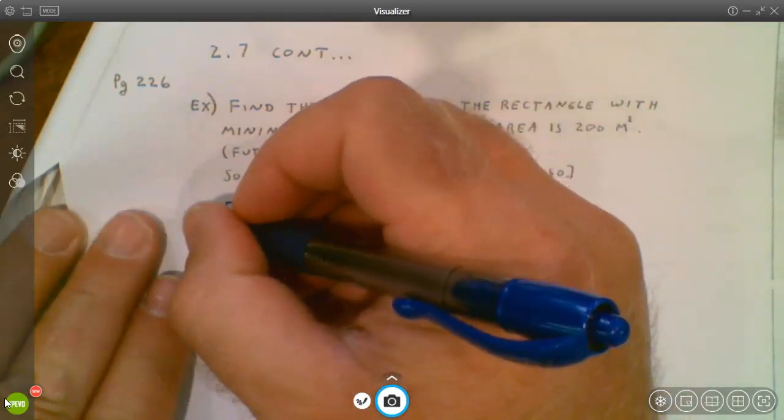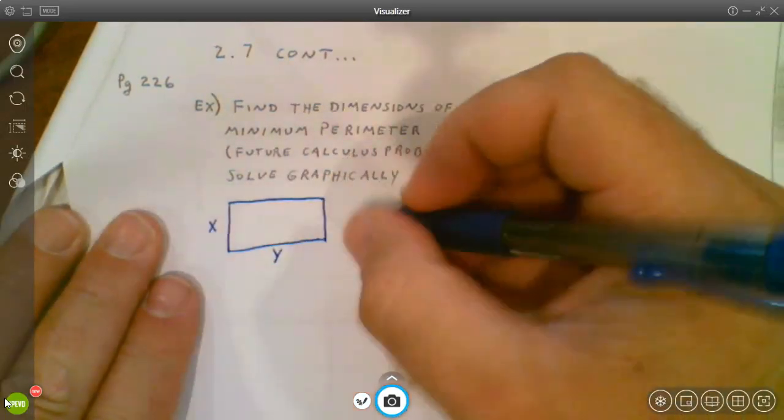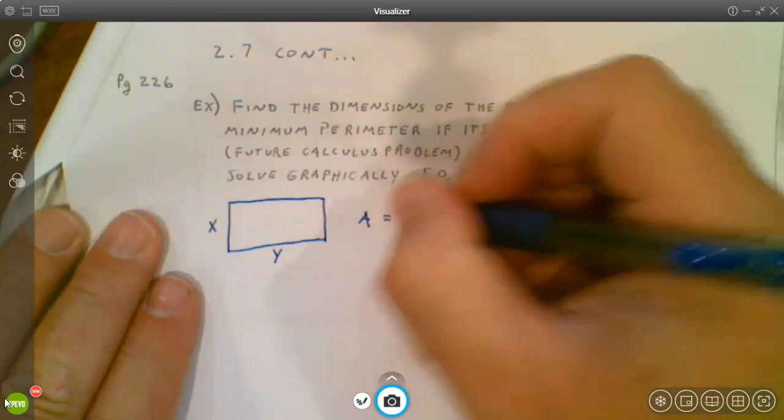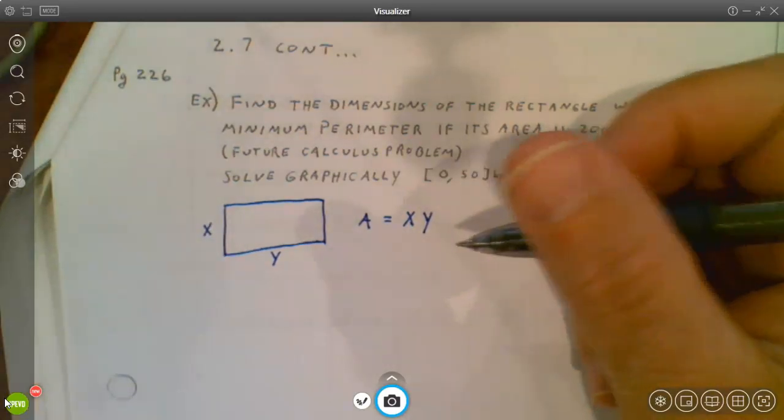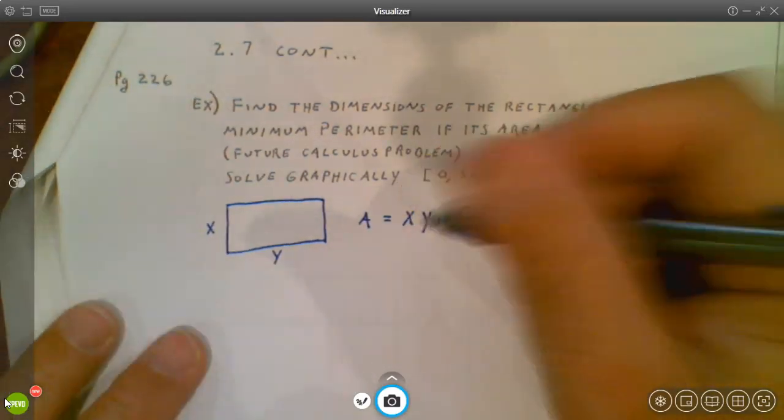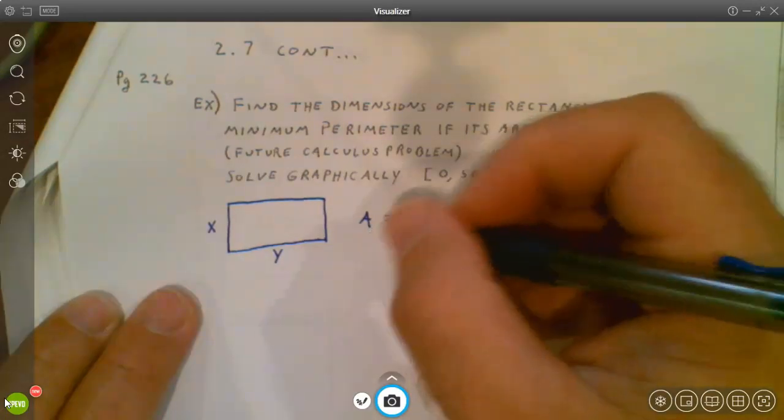So if we just think of this as maybe x times y. So as far as the area goes, we know it would be x times y. One of the issues on this is I got too many variables floating around in here. So we know the area is 200.